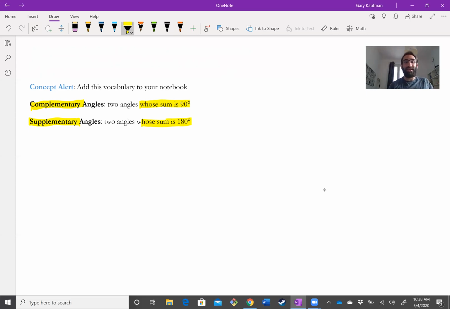Make sure that you're adding these two concepts to your notes, but these are the first two special relationships that angles can be. We can say, hey, they're complementary. That doesn't mean saying something nice about someone. Or we could say they're supplementary.